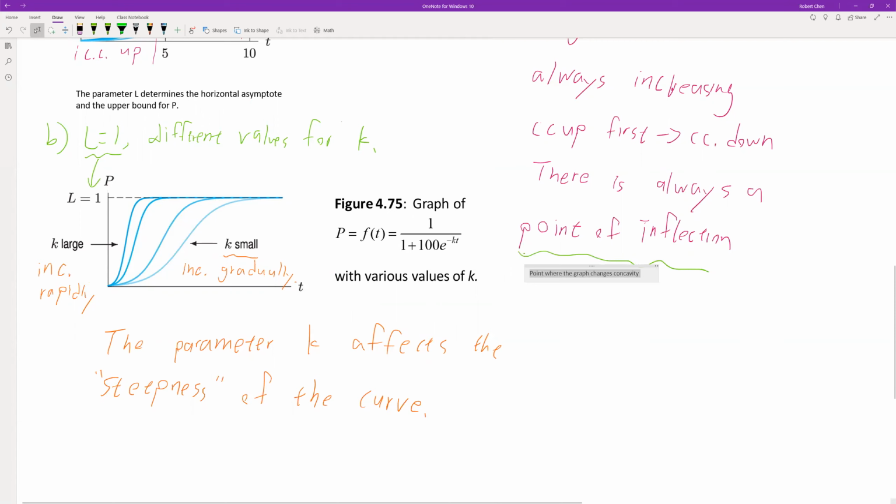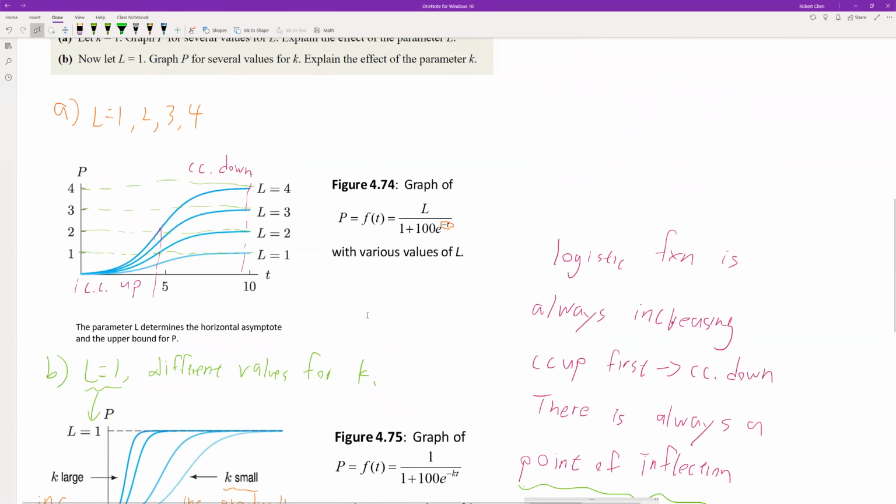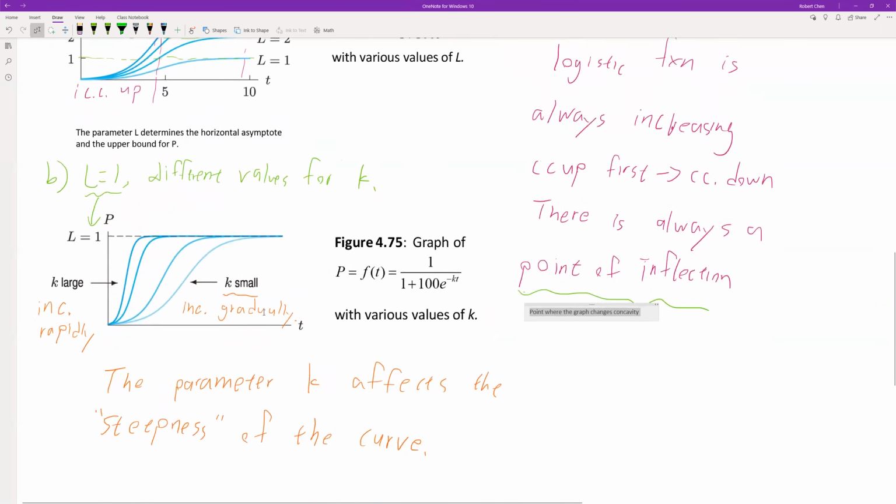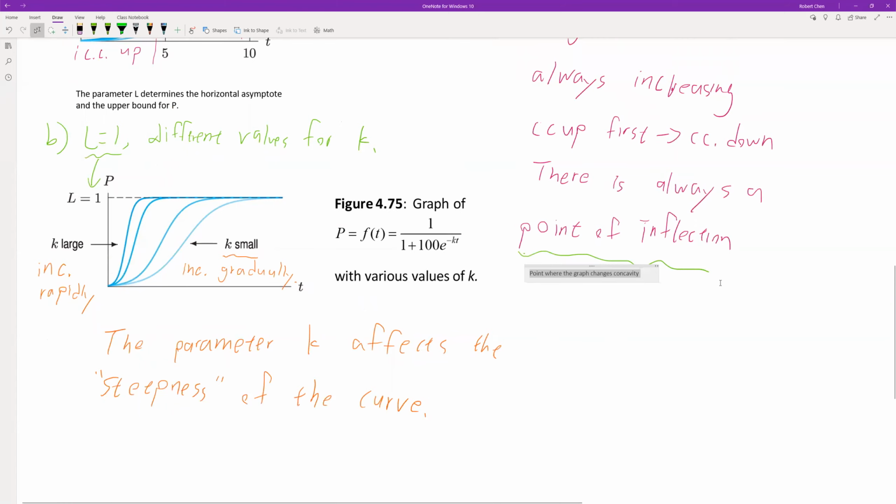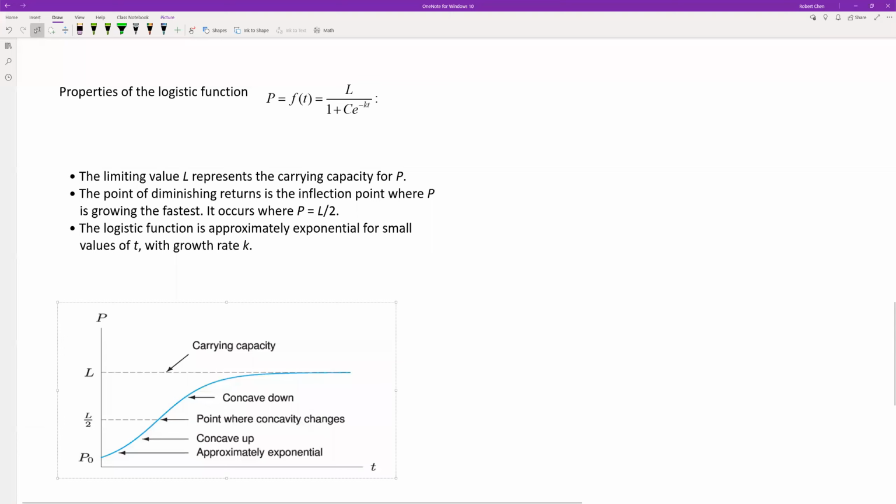All right. So L determines your horizontal asymptote and upper bounds, and K determines the steepness, or how fast your function is increasing. All right, next let's look at some properties of a logistic function. First, we're going to look at the value L. The value L is actually called the carrying capacity for P. In terms of population, what is the max population that we can have in a place?